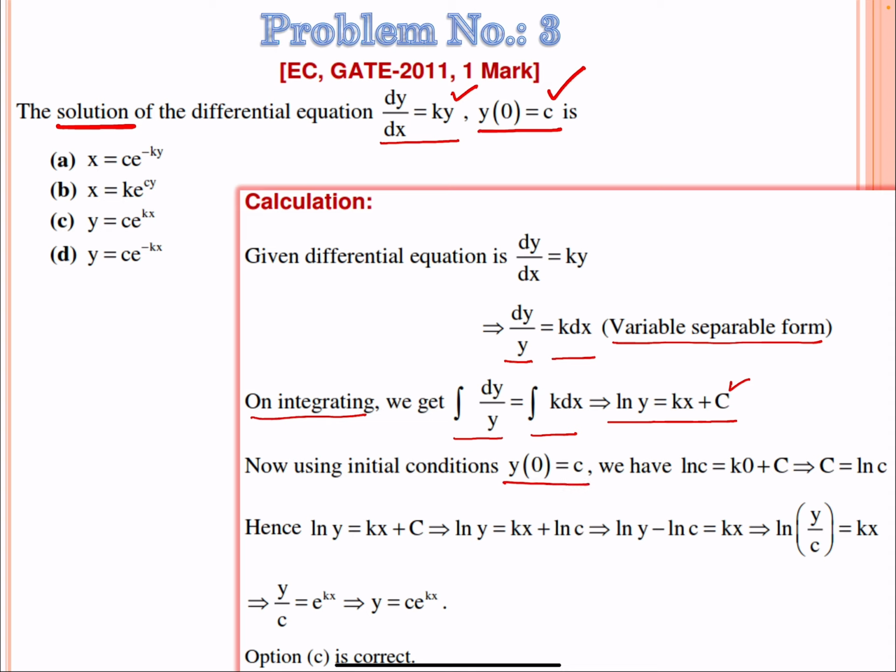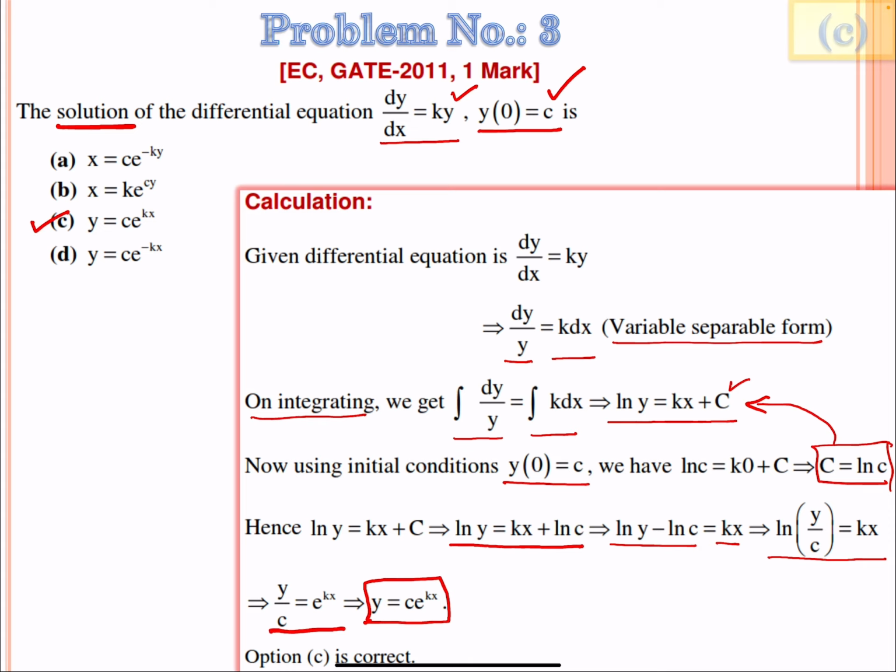So by using the initial condition, we can find the value of this constant C. C is log small c. When you substitute this value of C in the given solution, we obtain log y is equal to kx plus log c. Means log y minus log c is equal to kx, means log y over c is equal to kx. This implies y over c is equal to e raised to power kx, and this result implies y is equal to c e raised to power kx. This means C option is correct.